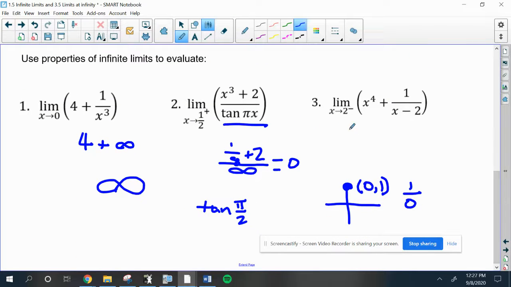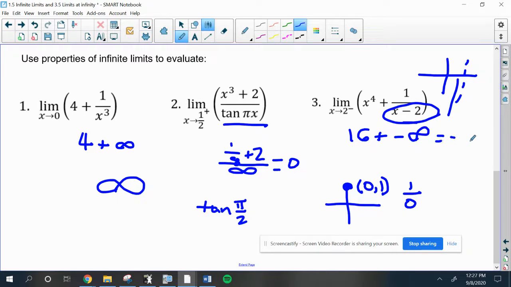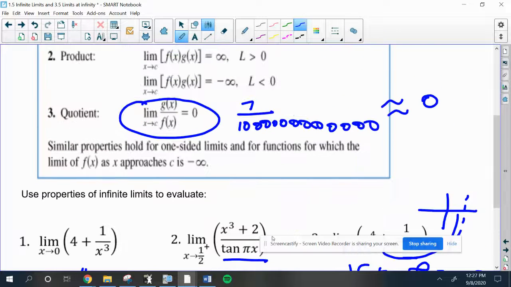Finally, this limit. When you plug in 2, you'll get 2 to the 4th, which is 16, the first limit, and then plus 2 will make the bottom 0, not the top. So this is going to be plus or minus infinity. If you look at the graph coming from the left, it's going to be negative infinity. So this would just turn out to be negative infinity. So that's how you're going to use properties to evaluate limits when one of them goes to infinity.